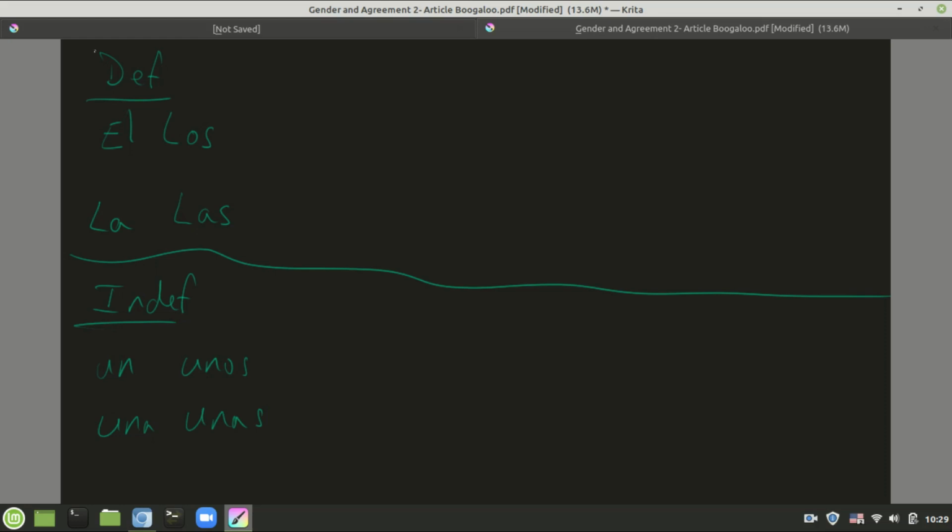Alright, so if it's one male all by itself, it's going to be el. If it's a bunch of males in a group, it's going to be los. If it's one female all by itself, it's la. If it's a bunch of females in a group, it's going to be las. Same thing on the indefinite side, one male, un, several males, unos. Alright, one female, una, several females, unas. But we haven't talked about mixed groups yet.